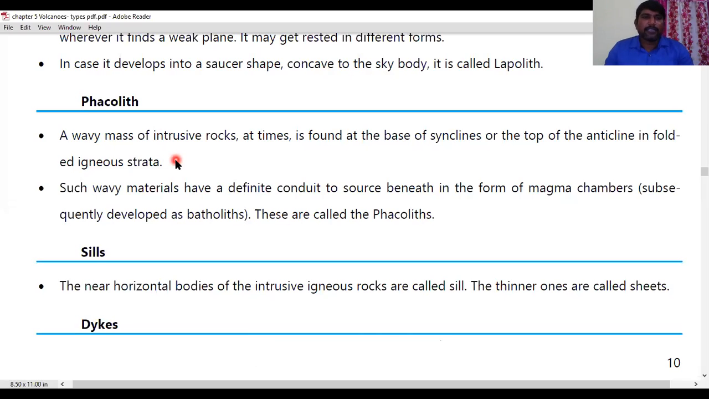The phacoliths. This is another intrusive landform made by volcanoes. A wavy mass of intrusive rock is at times found at the base of the synclines or the top of the anticlines in folded igneous strata. Such wavy masses have a definite conduit to a source beneath, in the form of magma chambers, subsequently developed as batholiths. And these are called phacoliths.